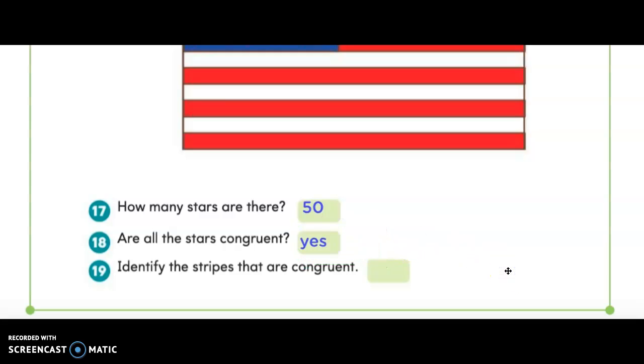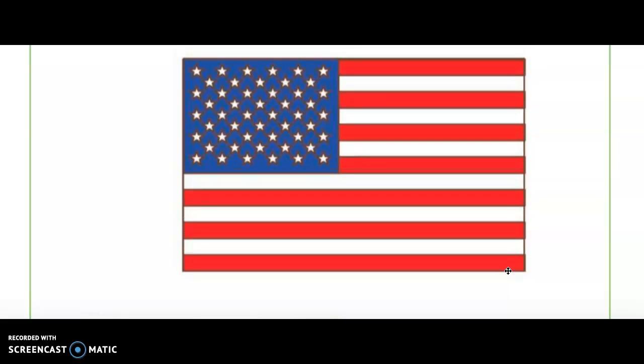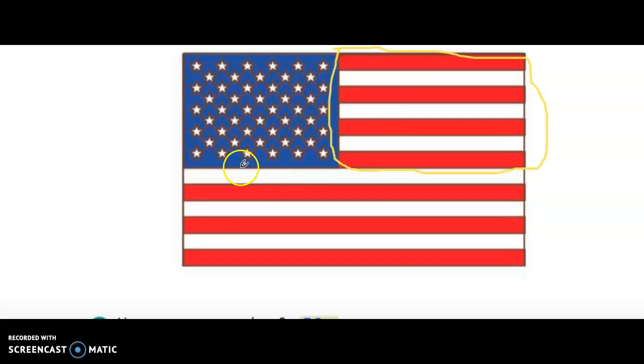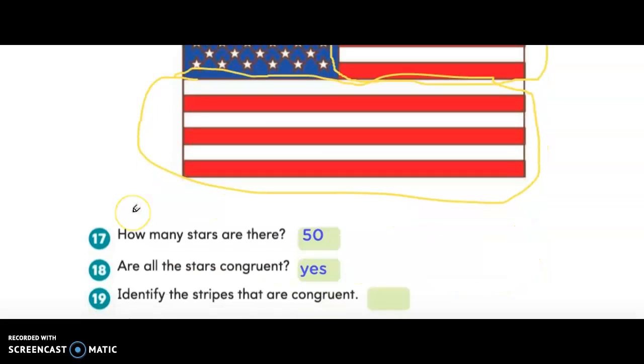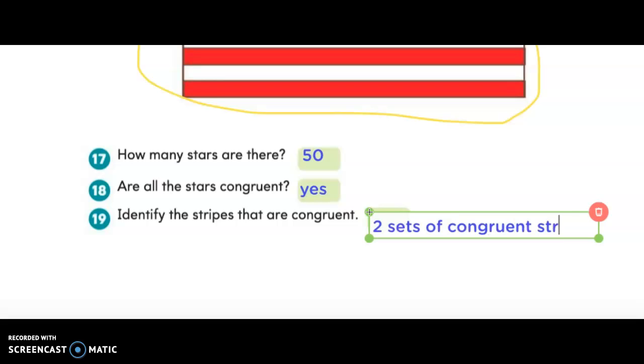Now, they want us to identify the shapes or the stripes that are congruent here, okay? So if we take a look at the flag, there's two sets of congruent lines here. So if we look at this first chunk of stripes, okay? These are all congruent with each other. We could stack these and they'd all be the same shape and size. And then we also have this bottom area of stripes that would all be the same size and shape as well. So there are two sets of congruent stripes here.